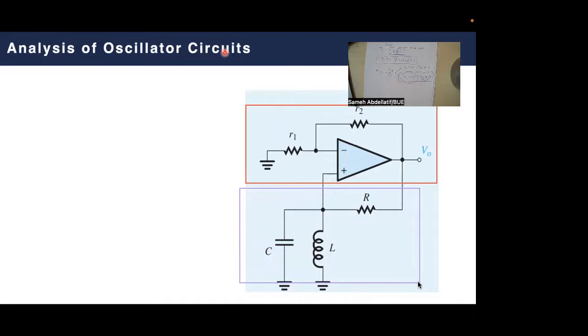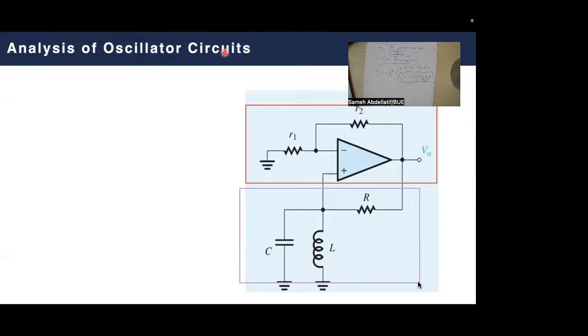So in order to do the needed circuit analysis for this circuit, what you simply need to do is to calculate the transfer function of each of these two circuits. The one in the red box, which is the A of S, and the one in the purple box, which is beta of S. And then you can say that the multiplication of A of S and beta of S should be equal to 1, and search for the frequency at which this condition will occur.